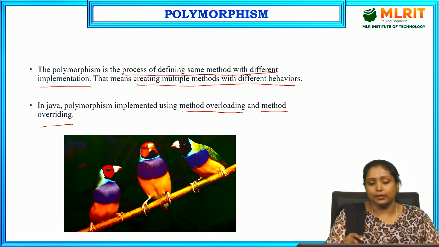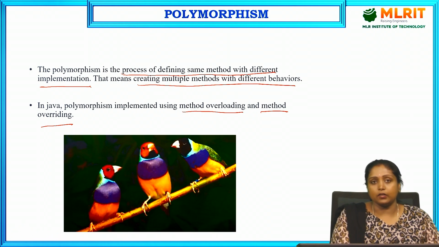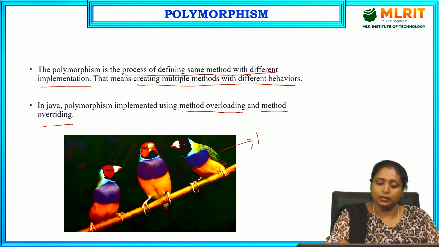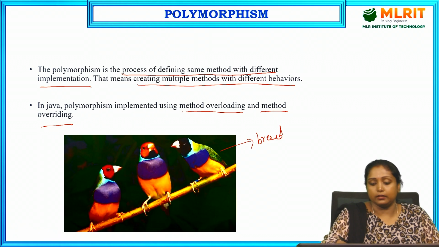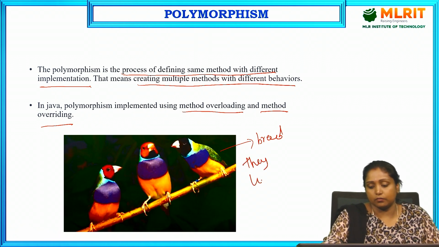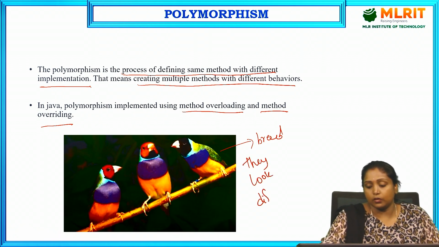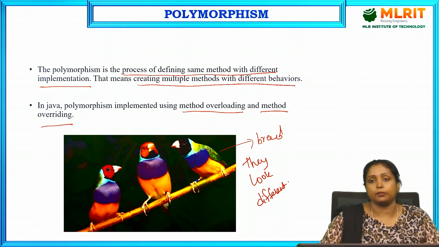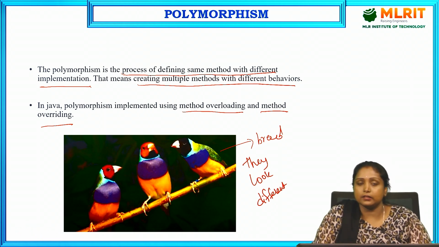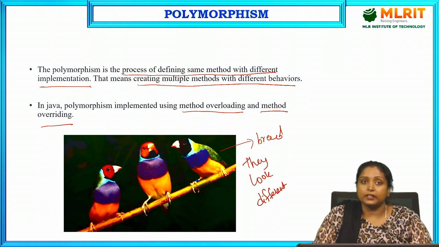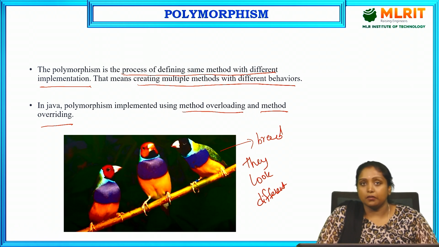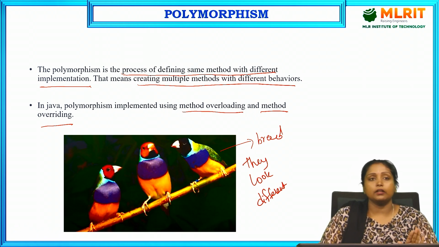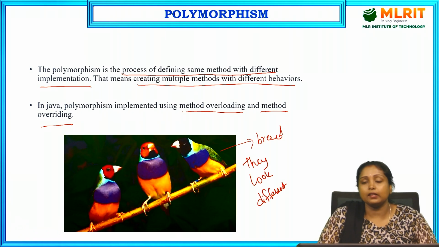For example, see, these three birds are of the same breed, but they look different. This is exactly polymorphism. The colors of the birds are different, but they come under the same breed. In the same way, one which will be in many forms is known as polymorphism.